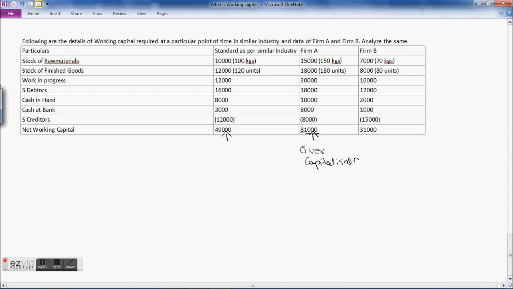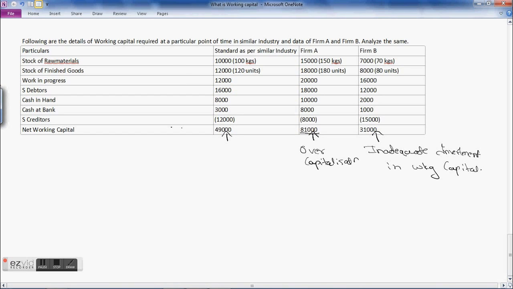Okay, then if you see firm B, the amount is 31,000 as compared to 49,000. So there is inadequate investment in working capital for firm B. Okay, now let's analyze this one by one.